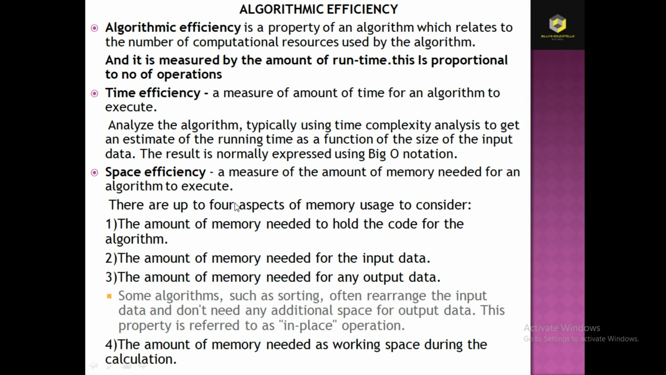Coming to the next one, which is algorithmic efficiency. There are several methods, as I said, to find a solution to a problem. The efficient method to find the solution is known as algorithmic efficiency, and this is calculated by using the time efficiency and the space efficiency. What is algorithmic efficiency? It is a property of an algorithm which relates to the number of computational resources used by the algorithm.